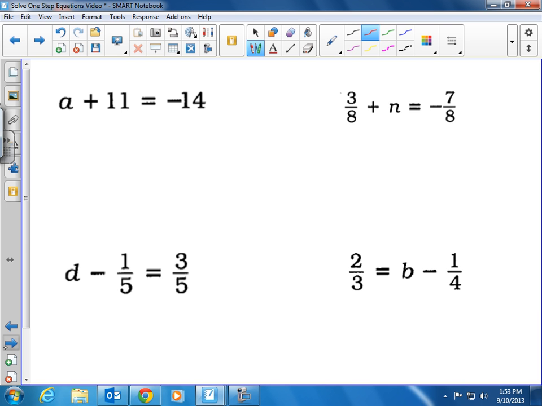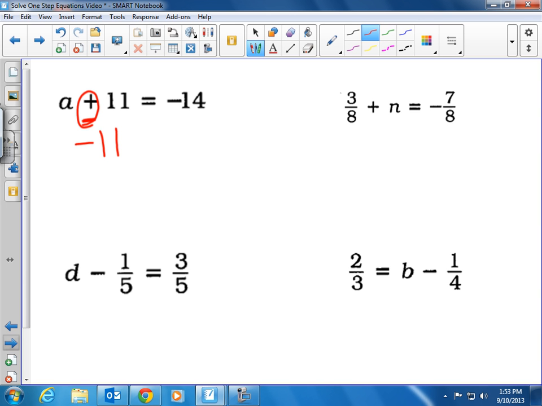So here in my problem, I see a plus sign. I see addition. So what am I going to do to get a by itself? I have to move that 11 over to the other side of the equal sign. I have to get rid of that 11. How do you get rid of positive 11? Well, by bringing in negative 11, because positive 11 and negative 11 make 0, which is what I want to happen.